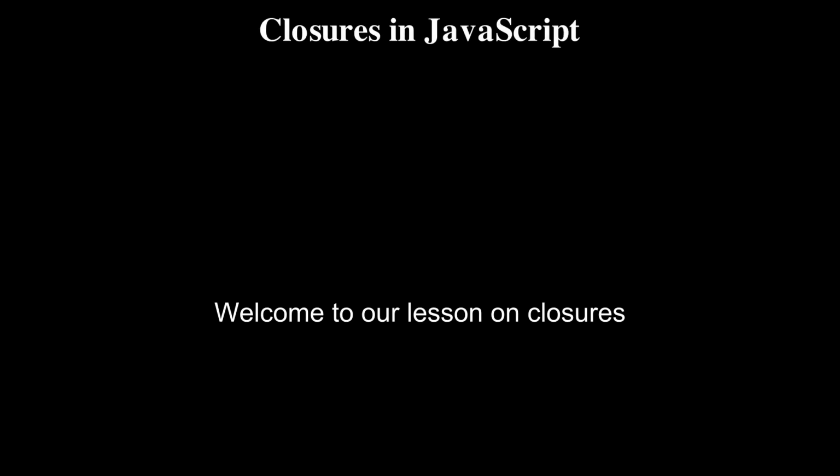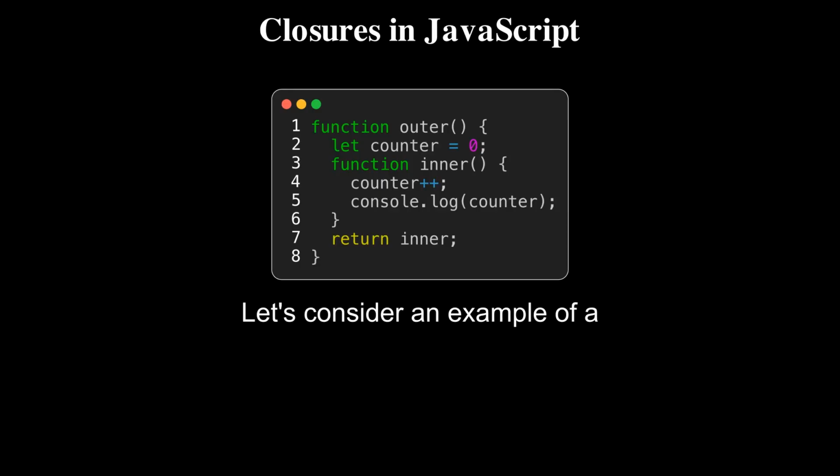Welcome to our lesson on closures in JavaScript. A closure is a function that has access to its outer function scope, even when the outer function has returned. Let's consider an example of a closure.